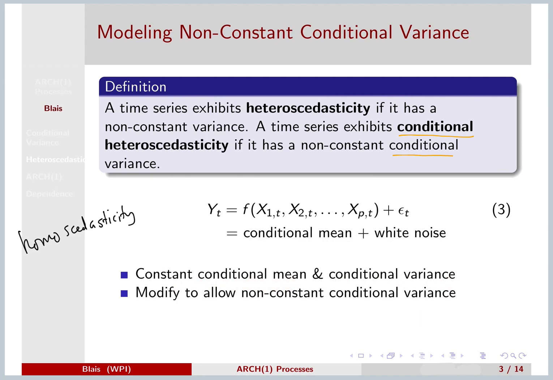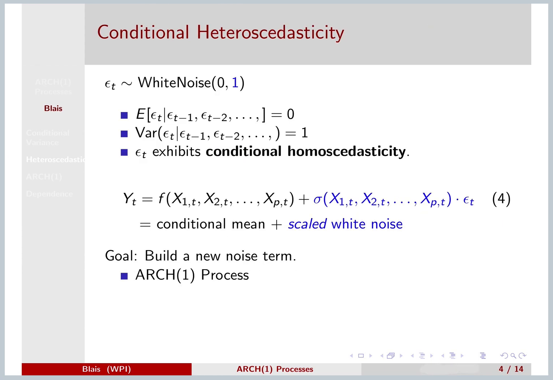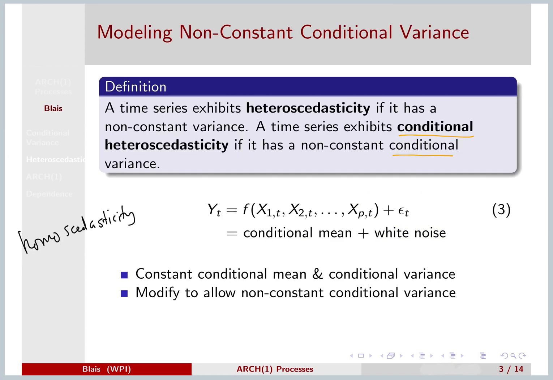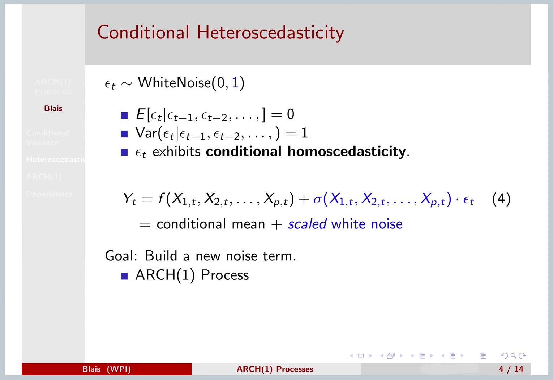We have to make some modifications to allow for non-constant conditional variance, or conditional heteroscedasticity. And the key change will come in this white noise term. Remember the definition of a white noise, at least a weak white noise: these epsilon_t's would be uncorrelated in time, mean zero, constant variance. So this is the term that we will adjust. And we do it in the following way.